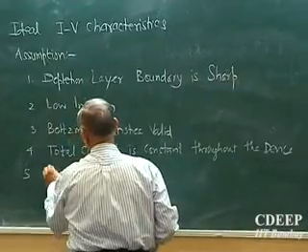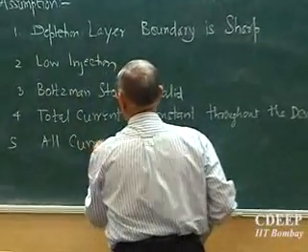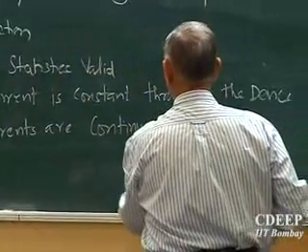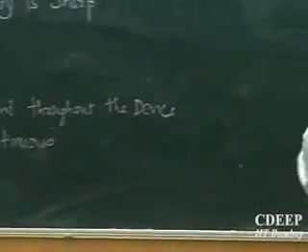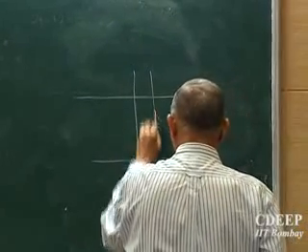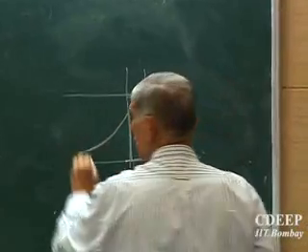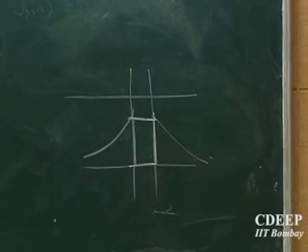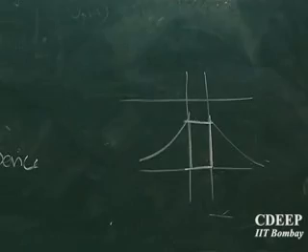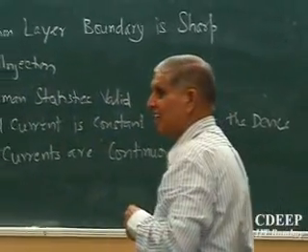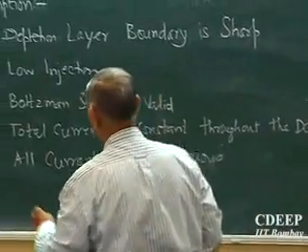Also, a very important thing we assume: all currents are continuous. This word is very important. It should not happen that at this junction the current on this side is this, and then it becomes like this. It must be continuous throughout the device. It should not say that there is no current here. This is not really an assumption; if you don't do this, the whole theory will collapse. So this is very important.